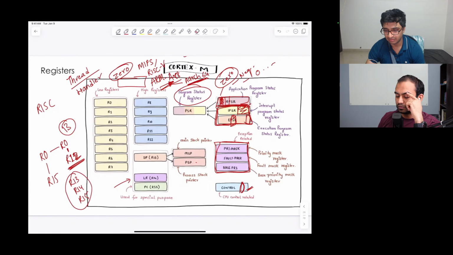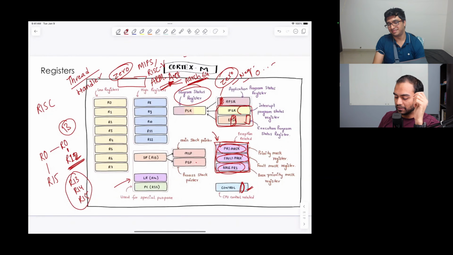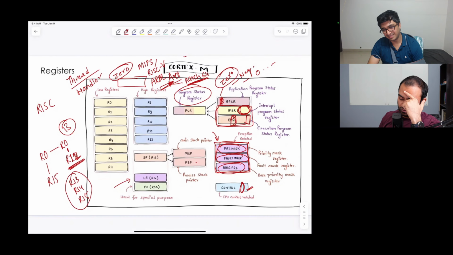Let's pause a second, because when you were talking about the exception related registers, these relate to configuration of the exceptions: the priority mask, the fault mask, and the base priority. But I was hovering on these. Whenever an interrupt happens, which interrupt happened, that number gets populated here in the IPSR, which is called the interrupt program status register. And I don't recall what the execution program status register holds.